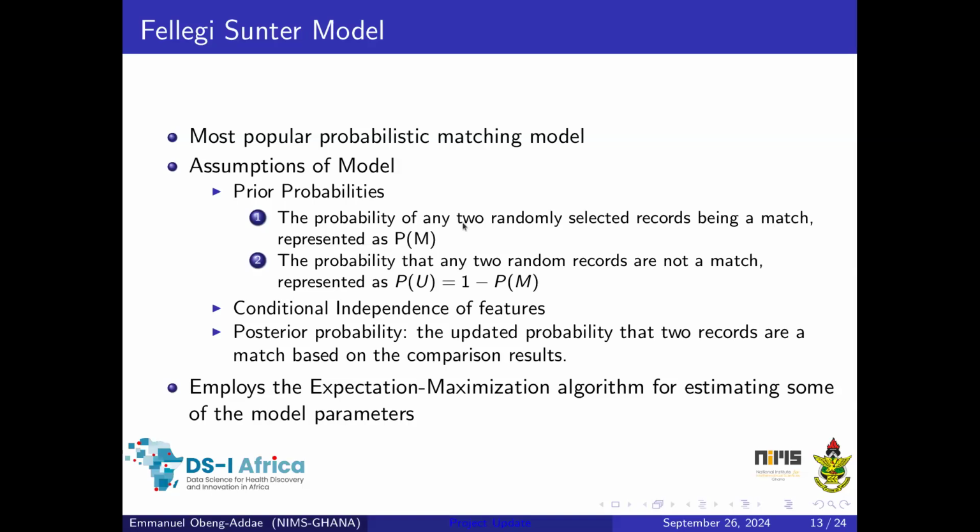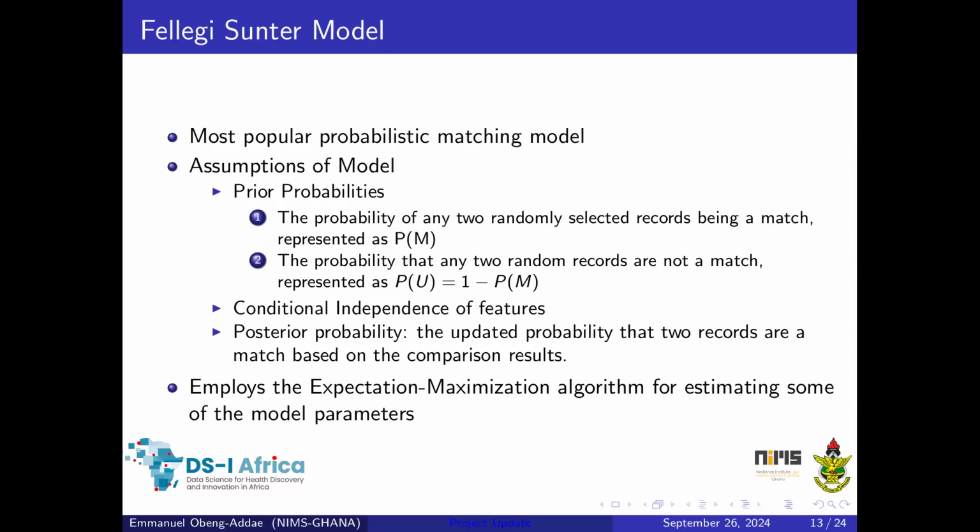Then the third assumption is the posterior probability assumption. That's the updated probability that two records that are being compared are matched based on the current comparison results. So let's look at the assumptions this way again. First of all, we estimate a prior probability, the probability that if we pick any two records randomly from the data set, there will be a match. Then now we select features that are independent of each other. And after we've gotten our comparison results, we now update the probability for the two records under consideration. So those are the assumptions of the Fellegi-Sunter model.